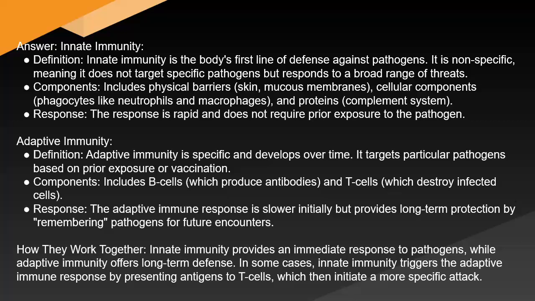Adaptive immunity. Definition: adaptive immunity is specific and develops over time. It targets particular pathogens based on prior exposure or vaccination. Components: includes B cells, which produce antibodies, and T cells, which destroy infected cells.